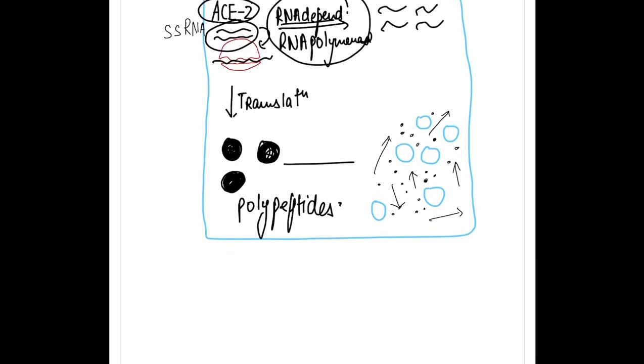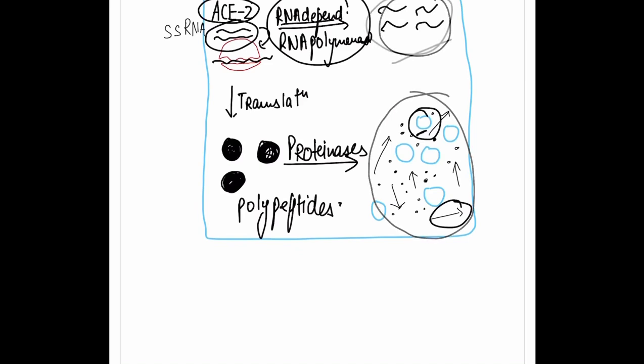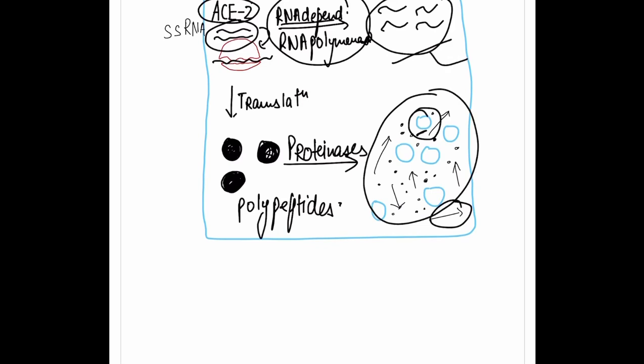The polypeptides produced as a result of translation undergo proteolysis with the help of several proteinases, and they produce several enzymes, nucleocapsid protein, and spike proteins. The newly formed single-stranded RNA molecules and the products of proteolysis combine together to synthesize new virus particles. These virus particles are transferred to various types of cells throughout the body.